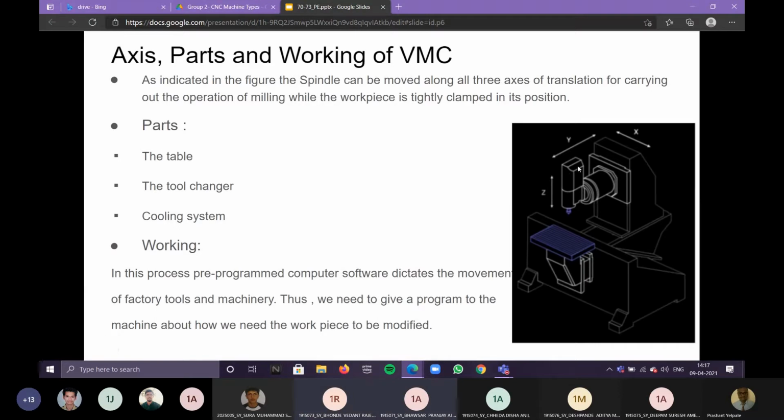Here we can see a figure in which the three axes of the machine are shown. As indicated in the figure, the spindle can be moved along all the three axes. The parts in this machine are the table, the tool changer, and the cooling system. The working is simple, as in this process, pre-programmed computer software dictates the movement of the factory tools. Next.